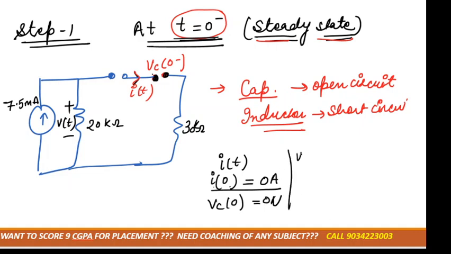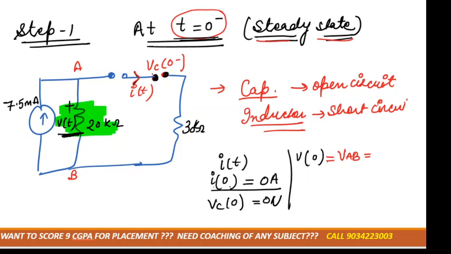Now we need to calculate v(0), which means this one. Tell me what would be the value of the voltage across. Let us consider this one as point A and this one as point B. Now we can write v(0) equal to VAB only. Now can you tell me what will be the voltage across points A and B?